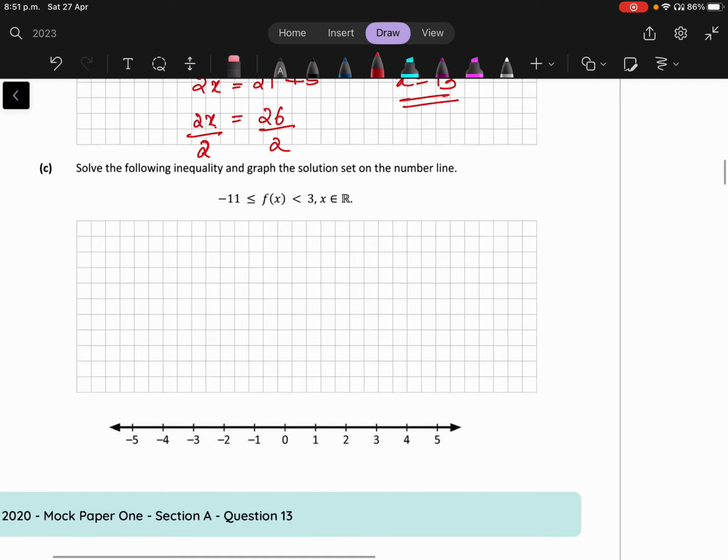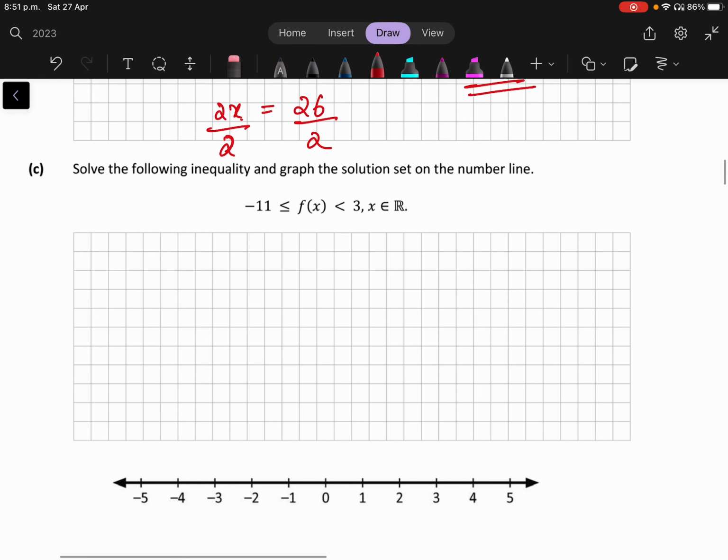Now moving on to the inequality. This is an inequality which has two sides. If they have given f of x, you will write it as minus 11 less than or equal to 2x minus 5 less than 3. In this case, this becomes important when you are drawing a number line. I'll explain why. Now, how will you solve this? You can solve it in two methods. Let me just explain the first method.